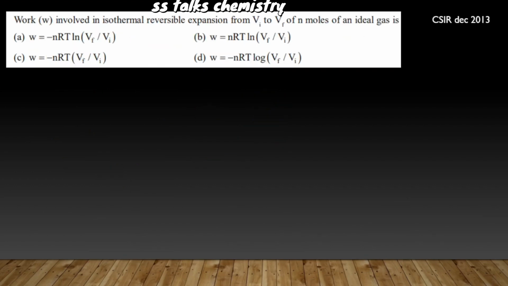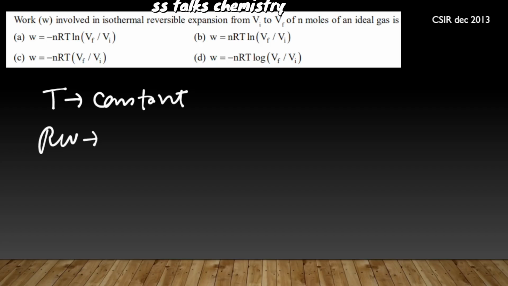Okay. Next question. This question says: the work involved in the isothermal reversible expansion from the volume Vi to the final volume of an ideal gas is given by... So we know it is isothermal, which means the temperature is kept constant, and we have a reversible process, meaning one which is carried out slowly, which I have already covered. In reversible processes, the P external value is not constant. How are we saying this?